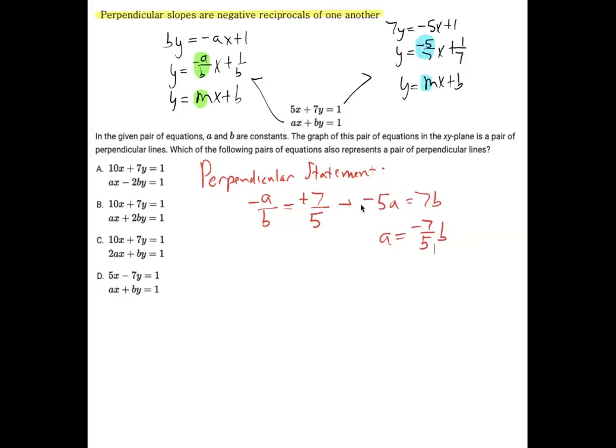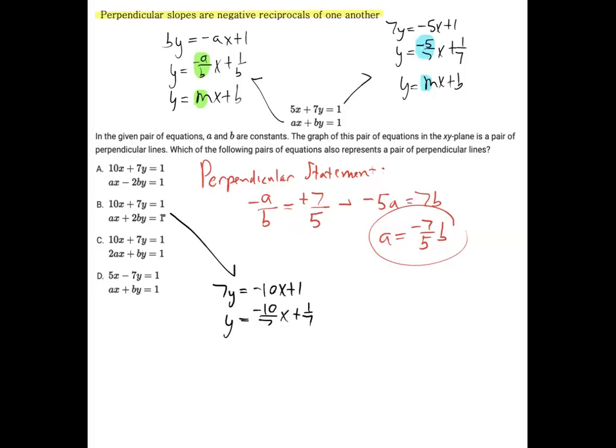So the question is asking us, which of the following equations is also a pair of perpendicular lines? In other words, when you do the same process, you'll end up with the same perpendicular statement. And the one that ends up working is this one here. So if we start solving for the slope of both of them, on the first equation, take away 10x. So we'll get 7y is negative 10x plus 1, divided by 7. Y is negative 10 over 7x plus 1 over 7.